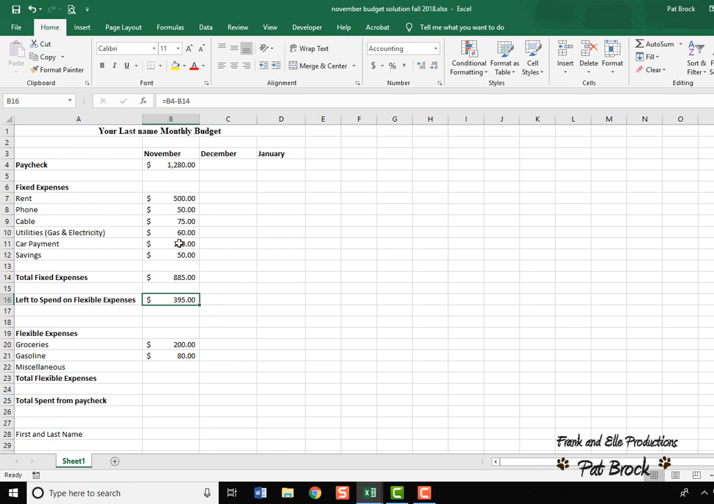How did I know that? Well, I knew my paycheck was $1,280. I knew I had all of these expenses to pay for, and they added up to $885. So what do I have left after I've paid all of these? When I subtract the two, B4 minus B14, I have $395 left. So there's the formula, B4 minus B14.